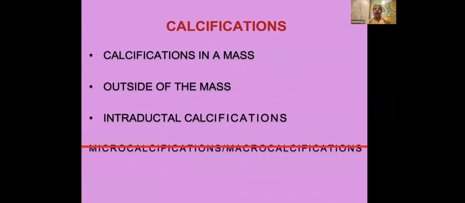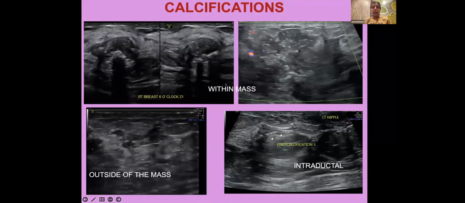Now, once we have looked at the five descriptors, we move on to looking for calcifications associated within the lesion or outside the lesion. We no longer measure calcifications or echogenic foci that we see in a lesion or around it. So we don't use the words microcalcification or macrocalcification. Instead, we say whether the calcifications are within the mass or outside the mass, or whether you can see intraductal calcifications.